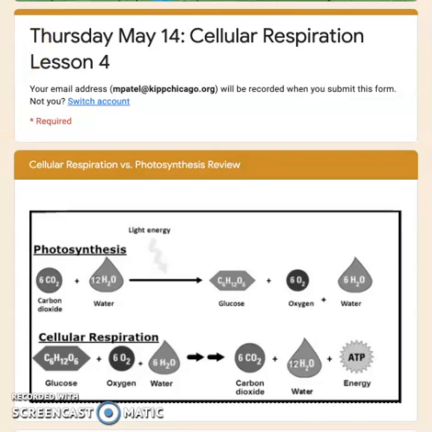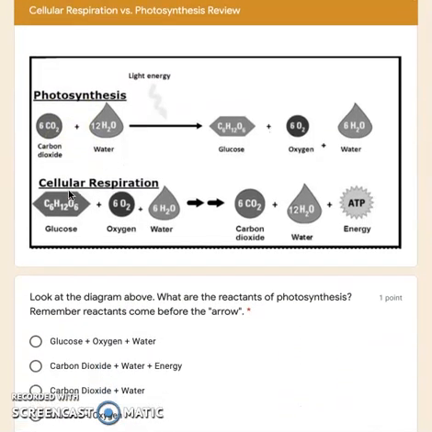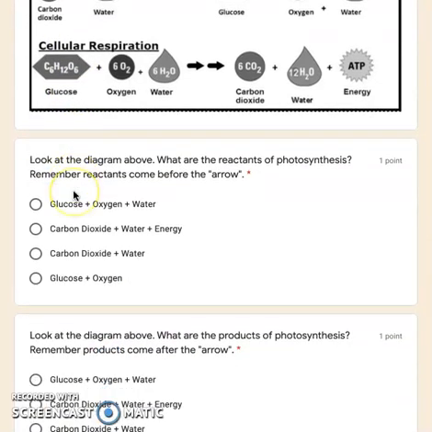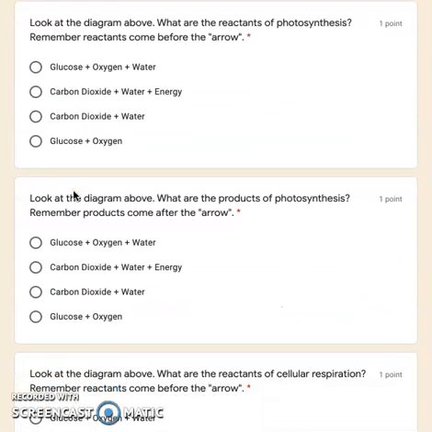Alright guys, welcome to lesson 4 of the cellular respiration unit. So let's go ahead and take a look at this diagram over here. At the top we have a chemical equation of photosynthesis, and on the bottom we have a chemical equation of cellular respiration. So let's go ahead and take a look at these questions and go over your answers.